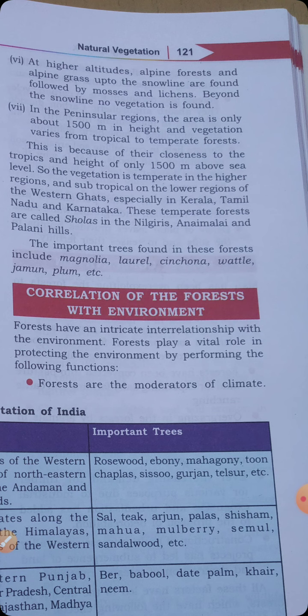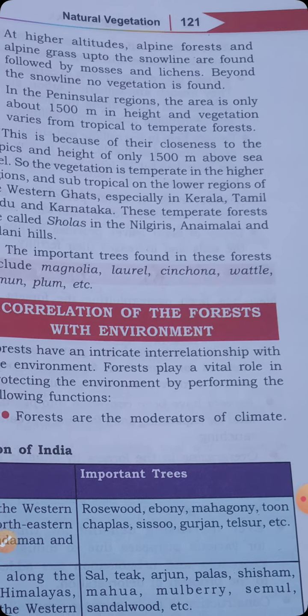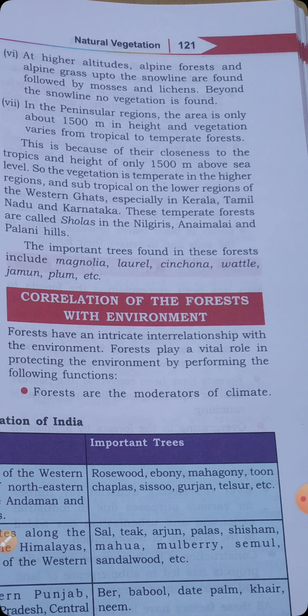In the peninsular region, the area is about 1500 meters in height and vegetation varies from tropical to temperate forest. This is because of their closeness to the tropics and height of only 1500 meters above sea level, so the vegetation is temperate in the higher region and subtropical in the lower region of the Western Ghats, especially in Kerala, Tamil Nadu, and Karnataka. These temperate forests are called sholas in the Nilgiris, Anamalai, and Palani hills. The important trees found in these forests include magnolia, laurel, cinchona, wattle, jamun, palm, etc.